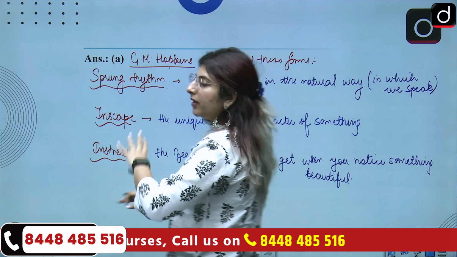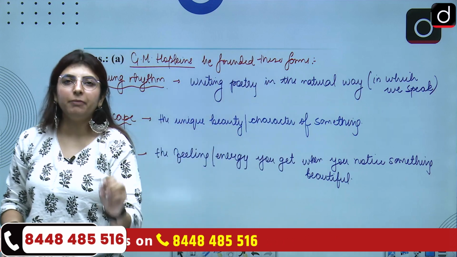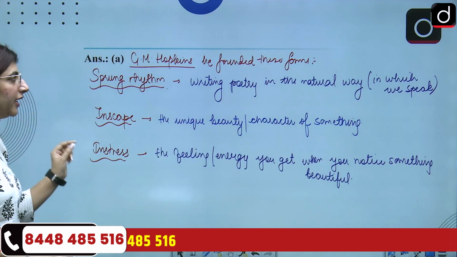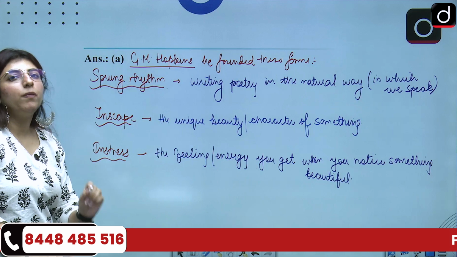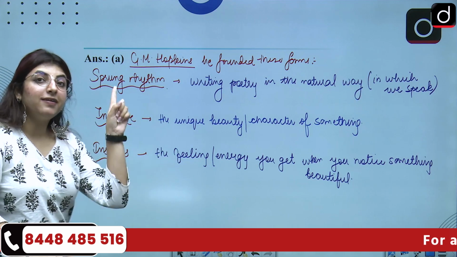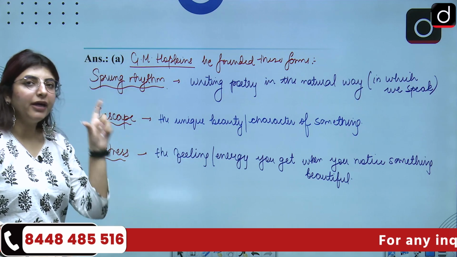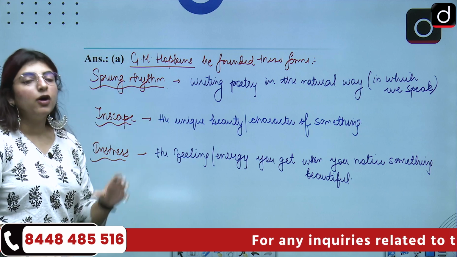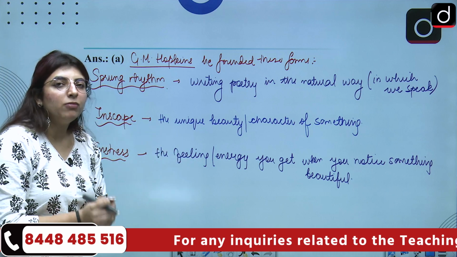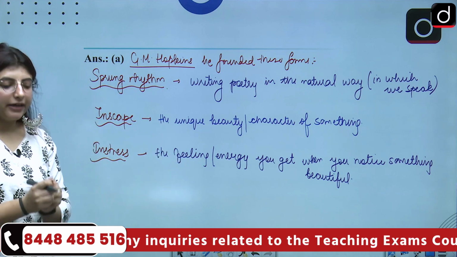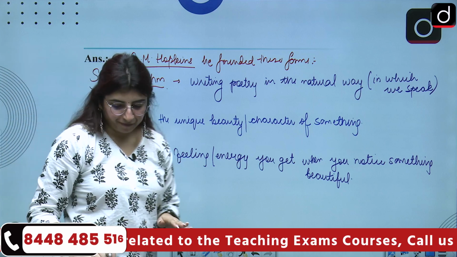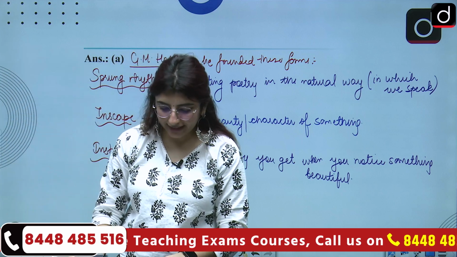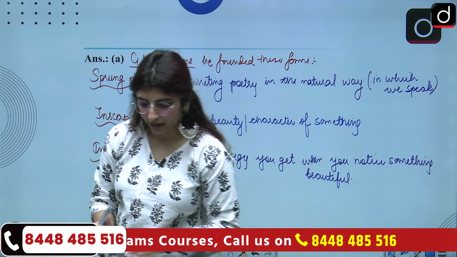Alright, so these were three terms which were coined by Gerard Manley Hopkins, right? And the poet G.M. Hopkins has also appeared in match the following. G.M. Hopkins's publisher was Robert Bridges, who published his collected poems in an anthology in the year 1918. Right? 1918. Moving on.